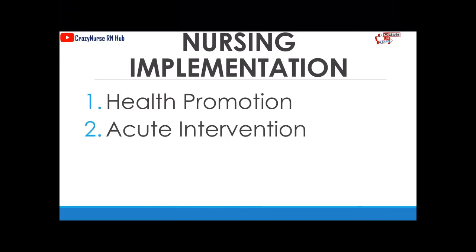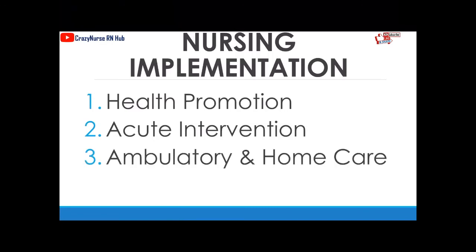We also have acute intervention. Management at the injury scene can have a significant impact on the outcome of the head injury. The general goal of nursing management of the head injured patient is to maintain cerebral oxygenation and perfusion and prevent secondary cerebral ischemia. Lastly, we have ambulatory and home care. Once the condition has stabilized, the patient is usually transferred for acute rehabilitation management to prepare the patient for re-entry into the community.